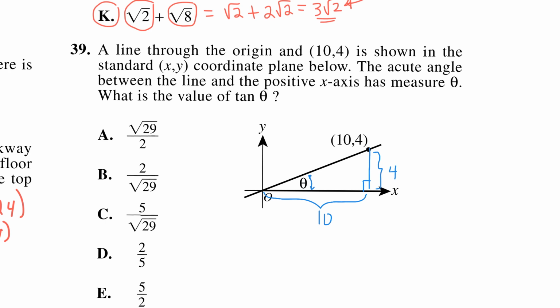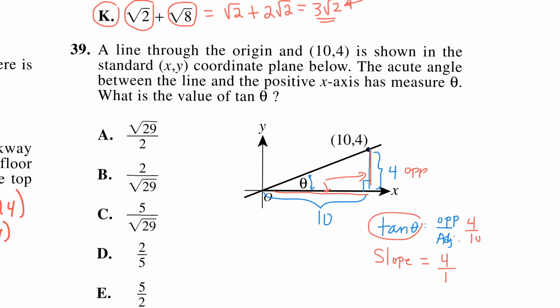And so the tangent is the opposite over adjacent. So the tangent of an angle is always opposite over the adjacent. And also, I think you should note that whenever you're looking for the tangent of something like this, the tangent is the same thing as the slope of the line, which would be rise over run. Either way, this is the opposite, and this is the adjacent. So you're looking at 4 over 10. And the slope, if you look at rise over the run, that's also 4 over 10. So in this case, tangent and slope are synonymous. And 4/10 reduces to 2/5. So the answer has to be D for problem number 39.